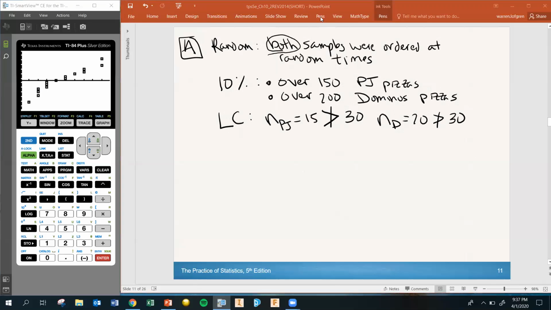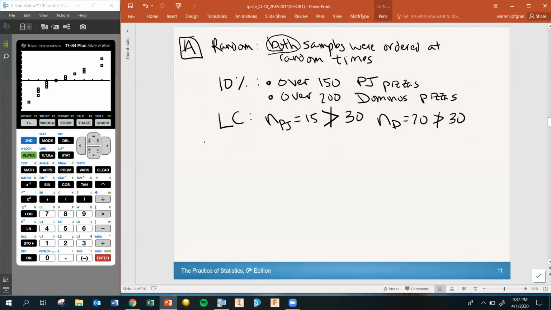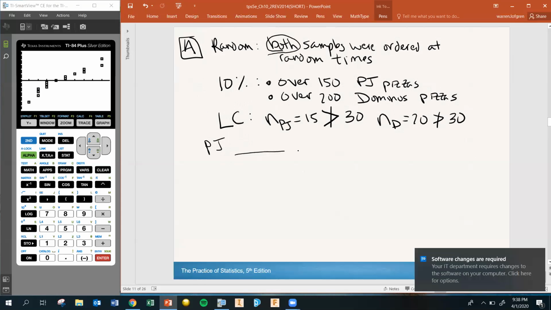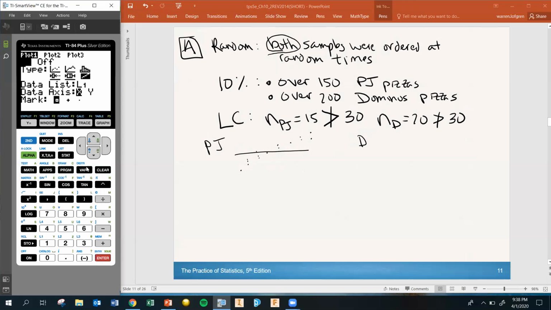So again, to emphasize that, I'm going to draw out for Papa John's just a real rough sketch of the normal probability plot. And I'm gonna do the same thing for Domino's, and then I'll write about what I see in each one here. So here comes Domino's now. I'm gonna change that stat plot to list number 2. That's where we have the Domino's pizzas.